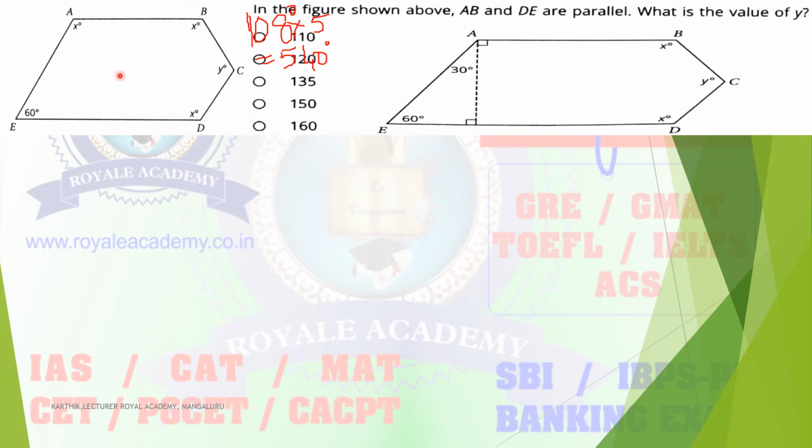So you already determined the x value. Then 120 degree, 120 degree, 120 degree, and here 60 is already given. Then you can easily determine the value of y.